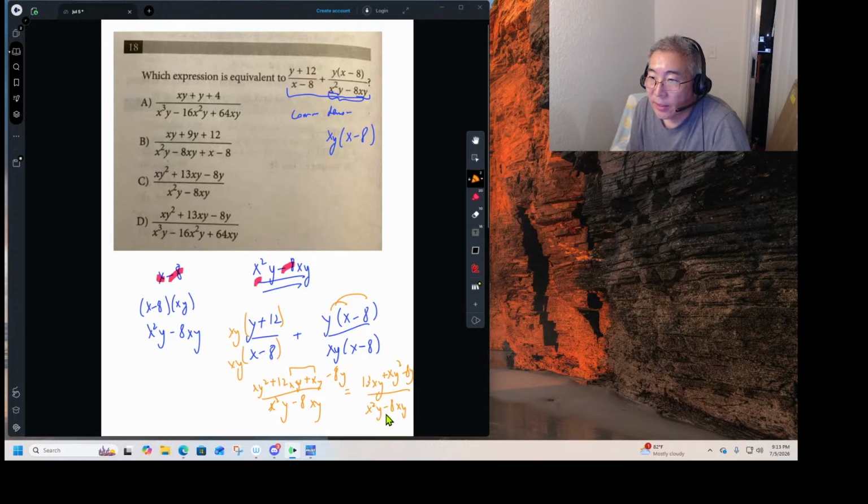And so now let's take a look at the choices. So the bottom here matches this bottom. xy squared plus 13xy minus 8y. So option C matches.